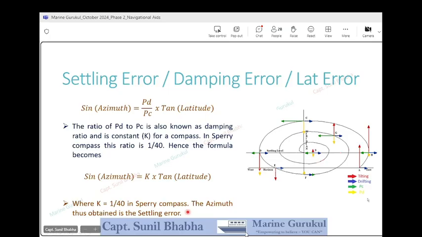So when you use this damping ratio and you use this formula, the azimuth you obtain here is nothing but the settling error. As you can see in the diagram, the azimuth here is the difference between the meridian and the spin axis. The azimuth basically tells you the direction in which the spin axis points. So whatever azimuth you obtain from this formula, this azimuth is your damping error.